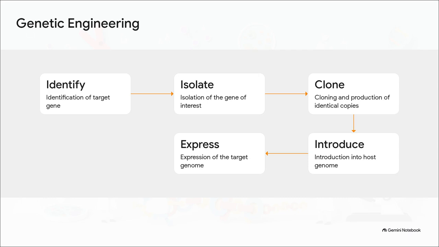Second, you isolate that specific gene. Step 3 is cloning and production, where you basically make identical copies of it. Fourth, you introduce that cloned DNA directly into your host genome. And finally, step 5 is expression, where the host actually starts producing that new protein or trait. Plant, animal, bacteria, it doesn't matter. It's the exact same sequence every time.